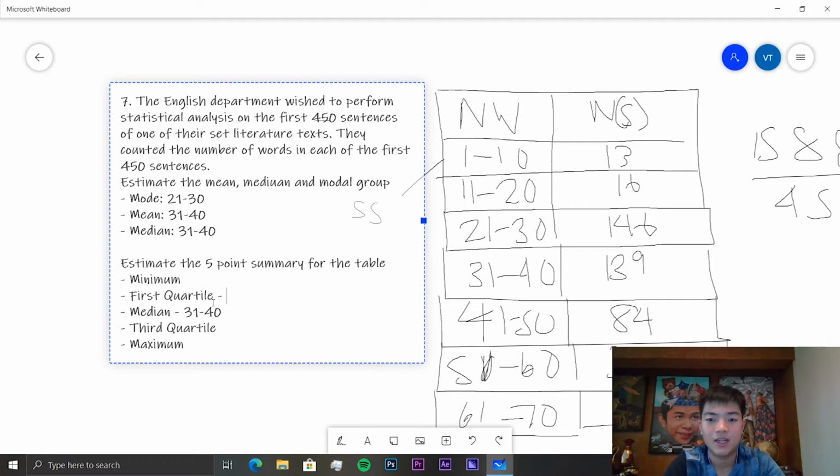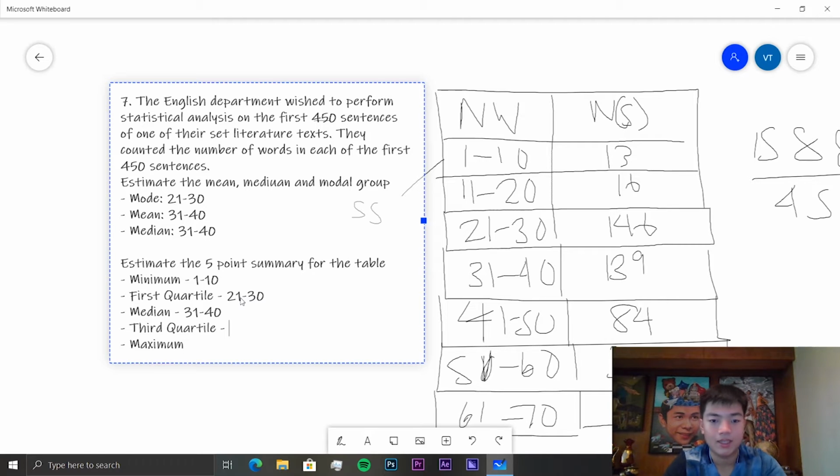The first quartile would be 450 divided by 4, which is 112.5. So 13 plus 16 plus 146. So the first quartile would be in this 21 to 30 group. The minimum was obviously in the 1 to 10 group.